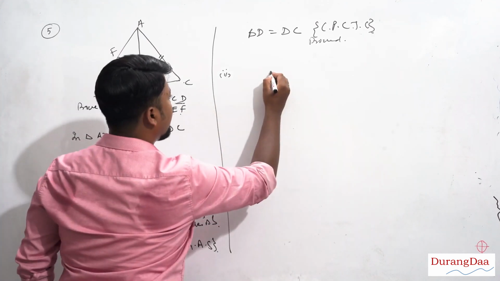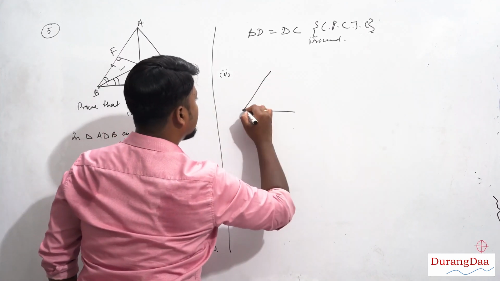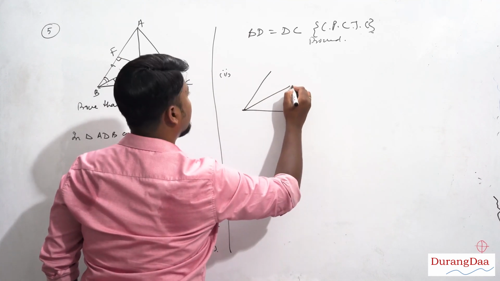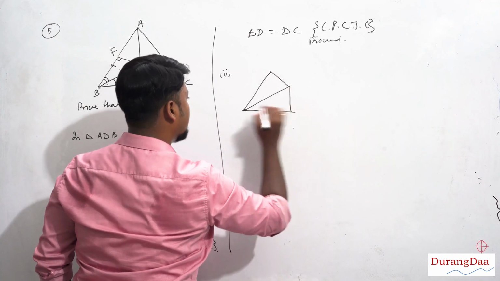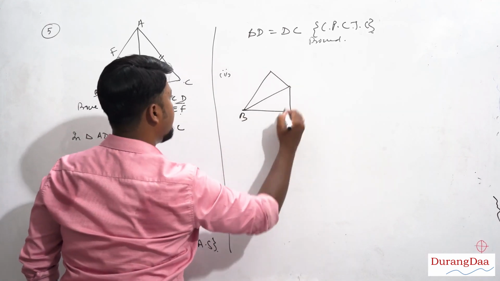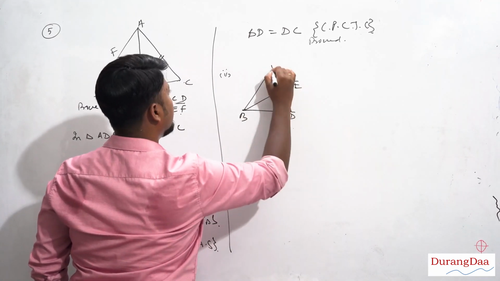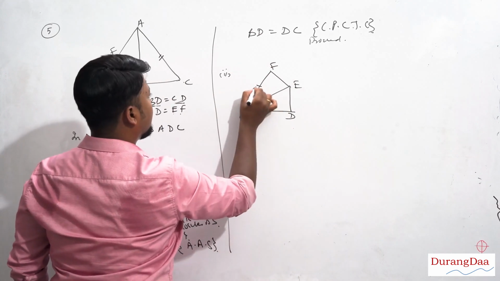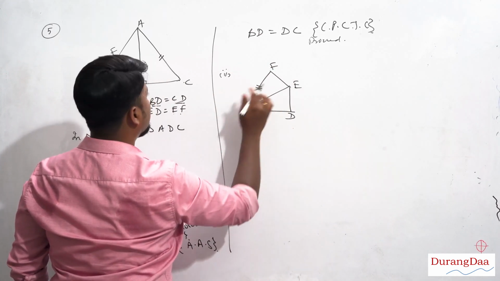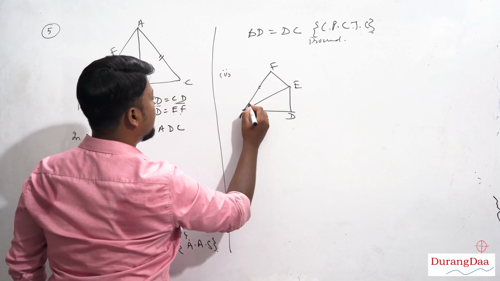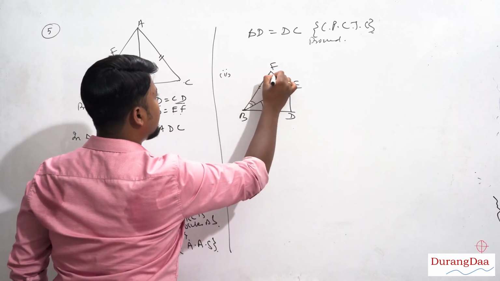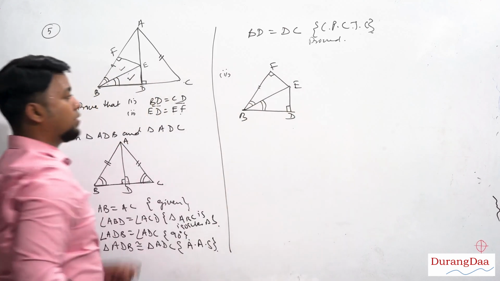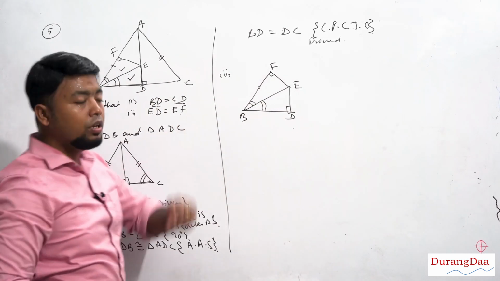Okay, let me draw it once more. So the figure would be something like this: B, D, E, F. It has been given here. This angle is equal to this angle. Okay, and this is 90 degrees and this is also 90 degrees. All you have to do is prove them congruent.